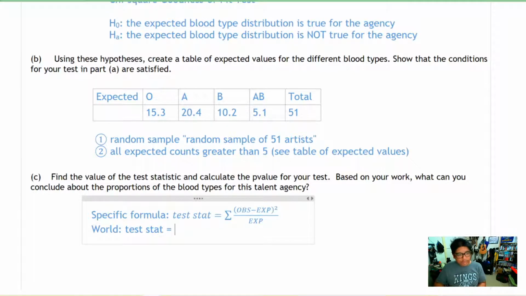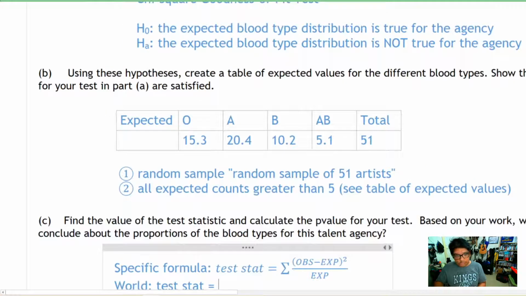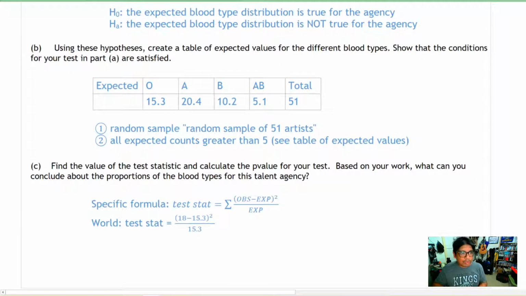Starting with blood type O. Type O, we observed 18 in the random sample, and we expected 15.3. Type A, we observed 21 in the sample, and we expected 20.4. Type B, we observed 9, we expected 10.2. And for type AB, we observed 3 in the sample, and we expected 5.1.